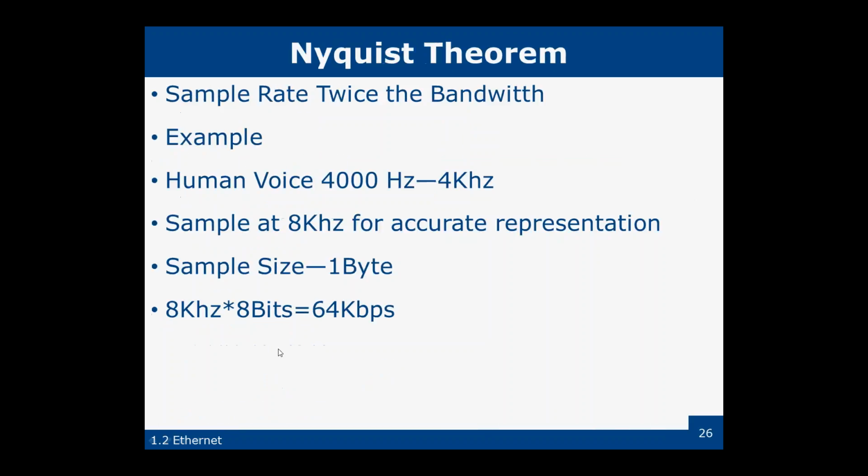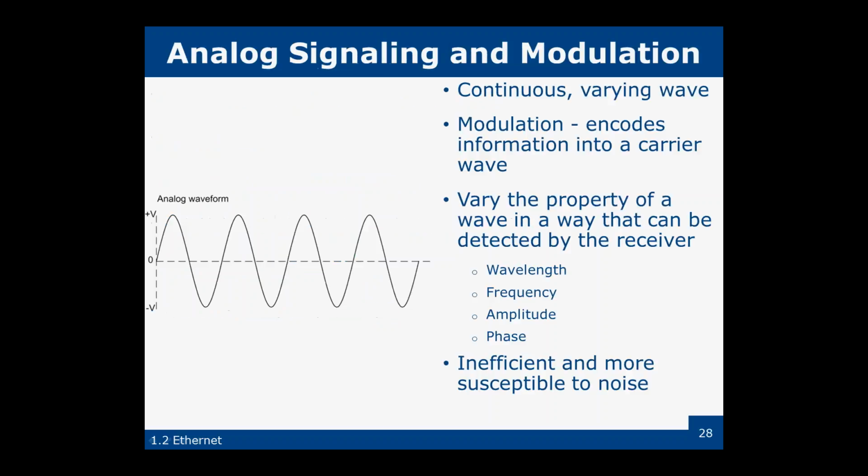And the Nyquist theorem, I've got it over here, says that your sample rate is twice the bandwidth. An example is a human voice, which is generally considered to be 4,000 hertz, 4 kHz. So we sample it at 8 kHz for an accurate representation of the voice. The sample size is 1 byte, 8 bits. So 8 kHz times 8 bits is 64 kilobits. The higher the sample rate, the bigger the file's going to be.